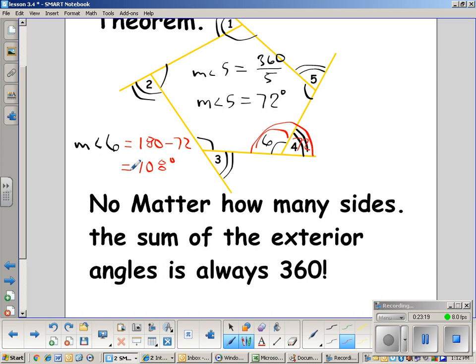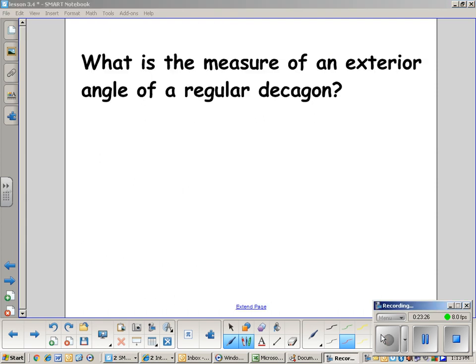Any questions on that example? You might need me to pause for a minute. Okay? Practice this. What is the measure of an exterior angle of a regular decagon? Do it on paper. Just to make sure Timmy knows what he's doing, how many sides does a decagon have? 10. Is that your question, Tim? Try this. Give everybody a chance to do it.